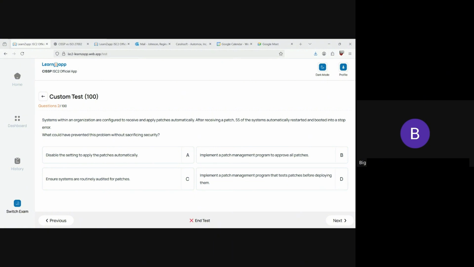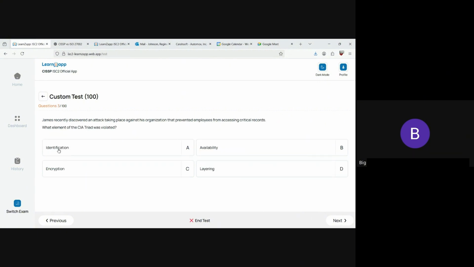A. Disable the setting to apply the patches automatically. B. Implement a patch management program to approve all patches. C. Ensure systems are routinely audited for patches. D. Implement a patch management program that tests patches before deploying them. All right, everyone chose D.